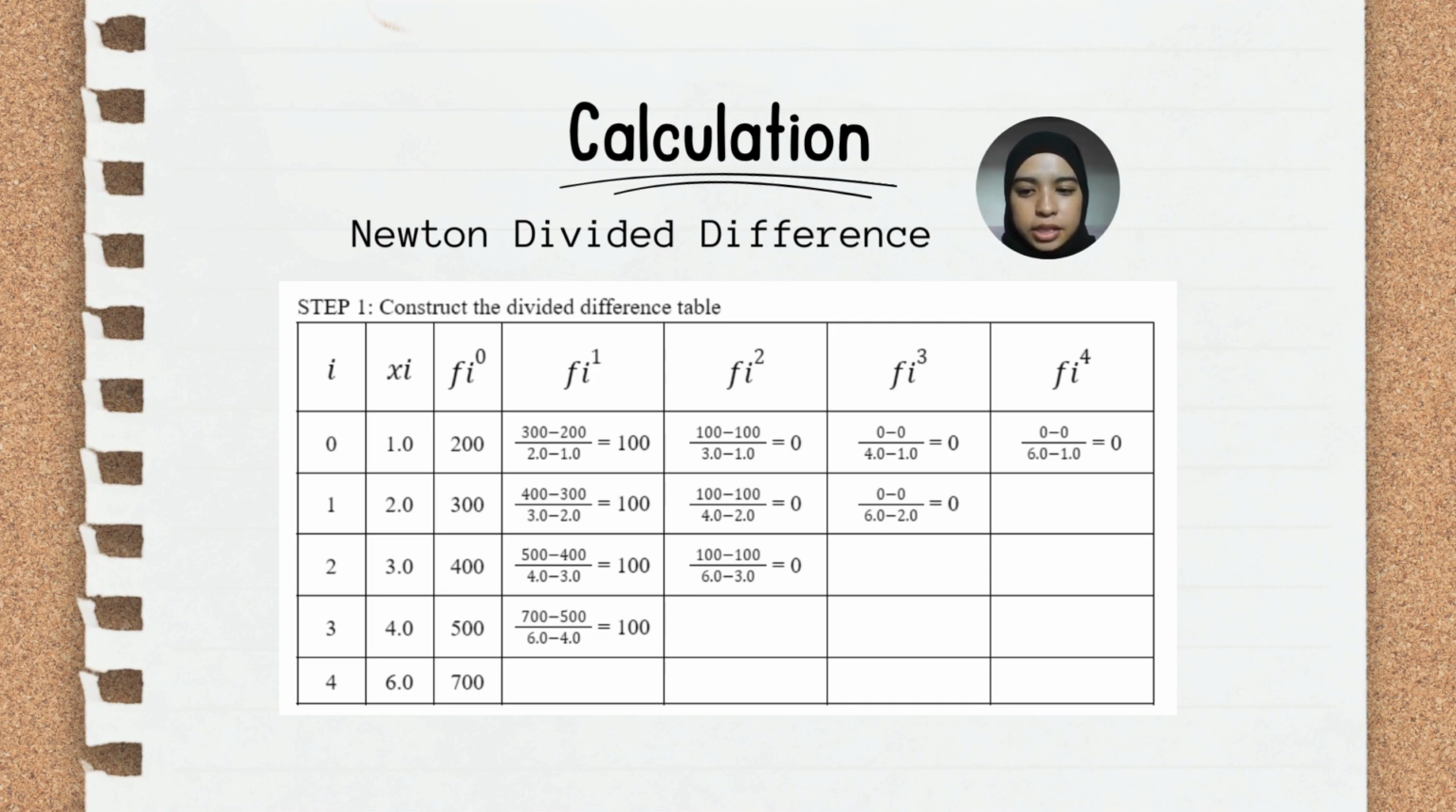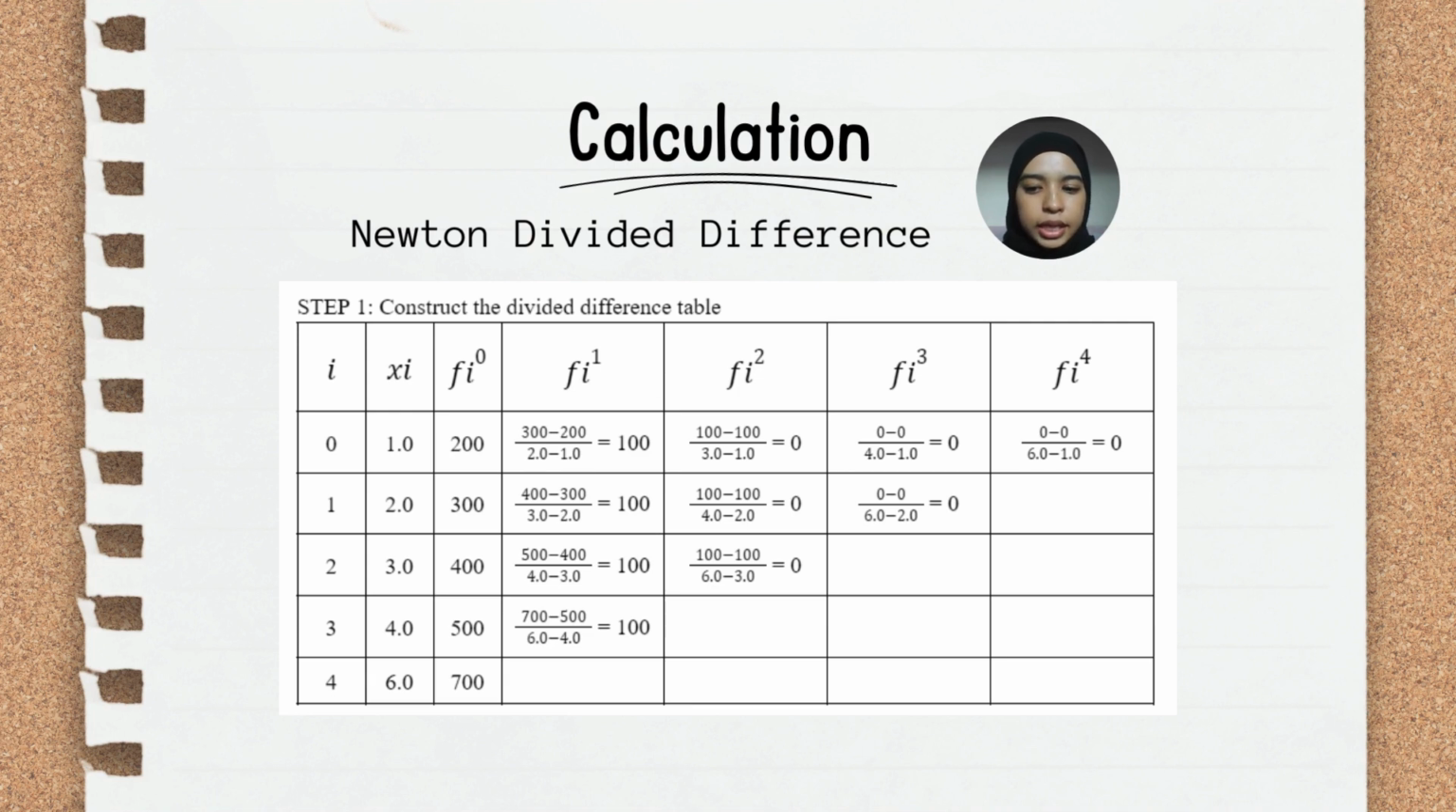The first order is the slope between two consecutive points. Example, 300 minus 200 divided by 2 minus 1 equals 100. The higher orders are calculated recursively using the previous differences. Example, 100 minus 100 divided by 3 minus 1 equals 0.